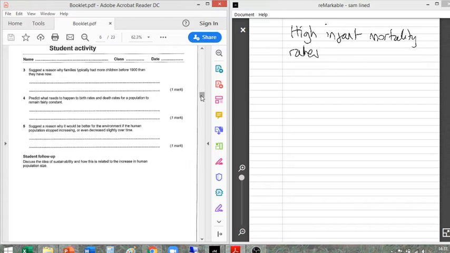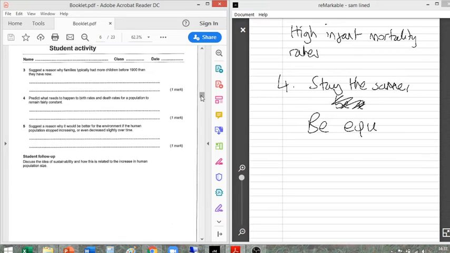Question 4. What needs to happen for the birth rates and death rates for a population to remain fairly constant? They need to be equal. You need the birth rate and death rate to be equal for a population to remain fairly constant. So for every 10 that are born, 10 die.